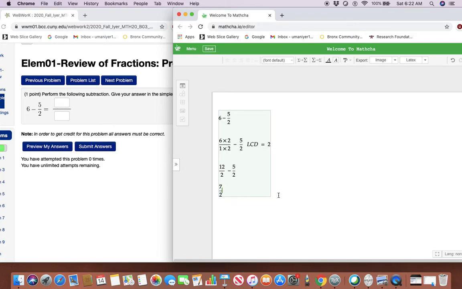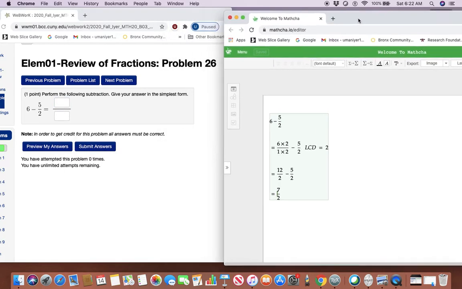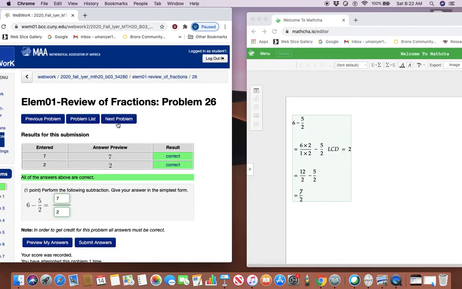Can I reduce this any further? No, I cannot. So that is the end of my solution. I better write equalities here to explain that this is equal to this, equal to this, equal to this. So all of this is 7 over 2. Next question.